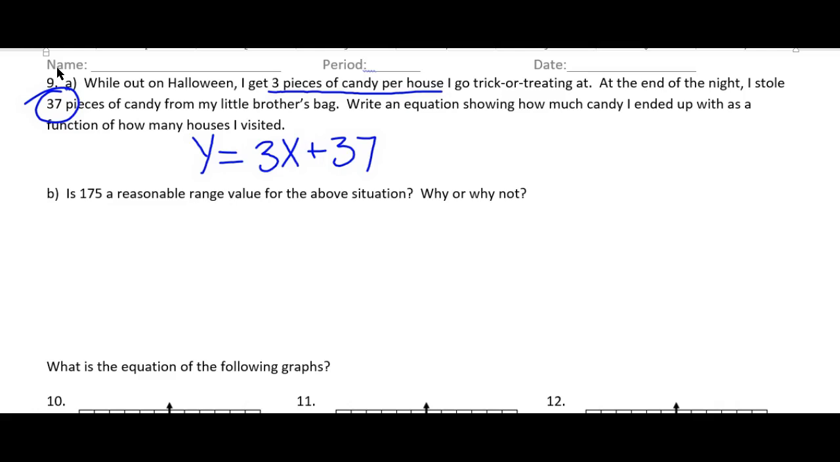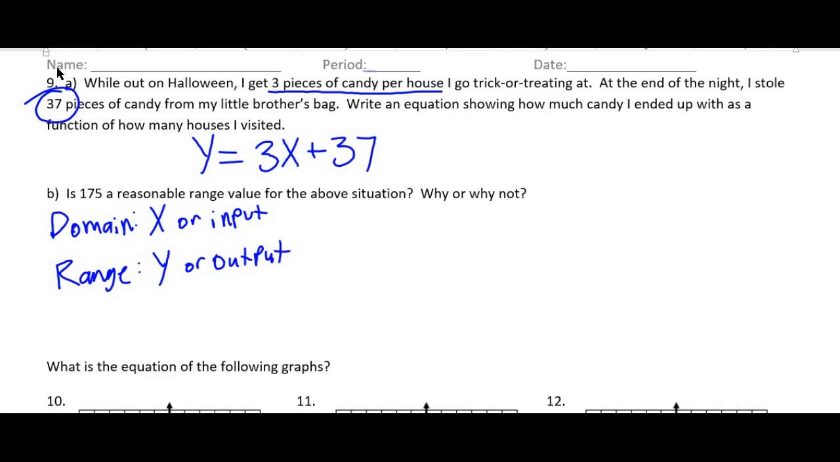Is 175 a reasonable range value for the above situation? The way we figure that out, we have to remember what range means. Domain and range was unit 1. Domain is the input, which is the x values, or the input. The range is the y values, or the output.